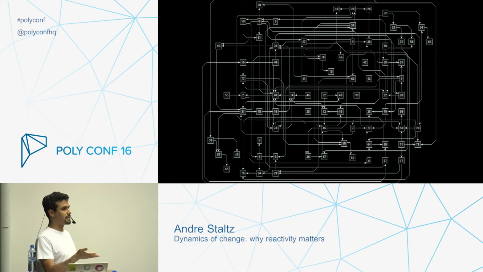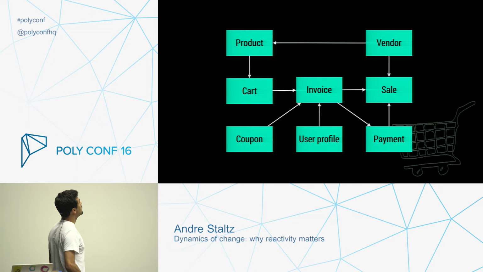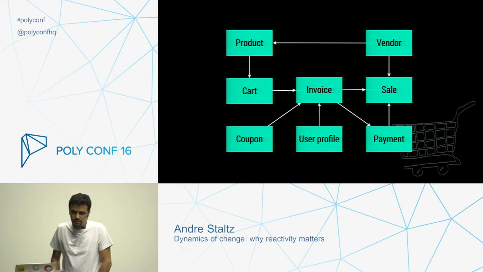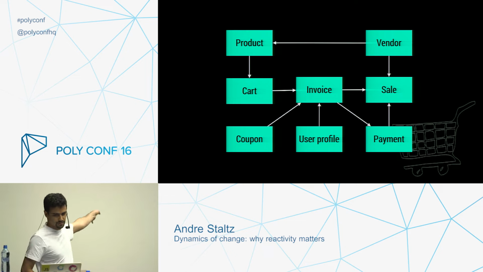And the other type of complexity is essential complexity. It basically means that it's already complex no matter what language you're going to use. And here's an example in e-commerce. You have all of those concepts, and they have to be related to each other. There's nothing you can do to simplify that. It's just going to be like that. And probably there's even more concepts.